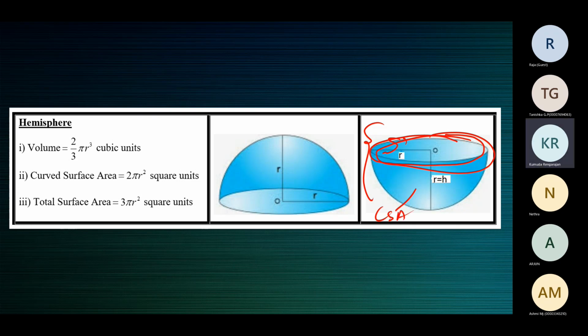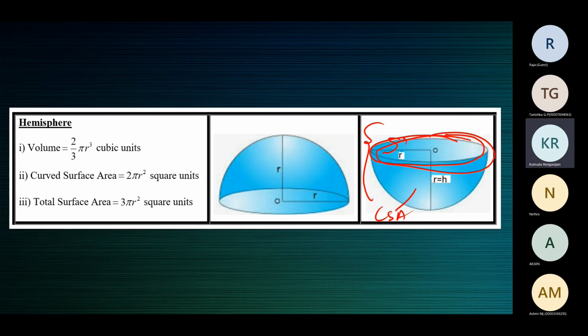The flat circle on the top. On the top, there is a flat portion, which is a circle. Leave that. The rest of the body of the hemisphere is the curved surface area. Now imagine you have a hemisphere in your hand.